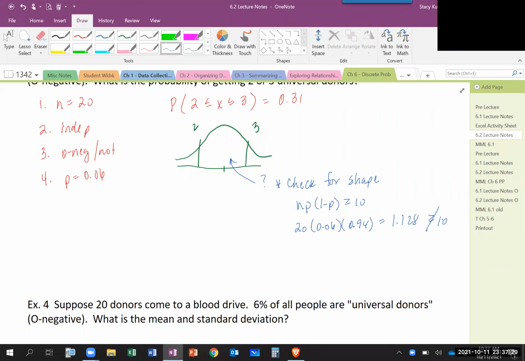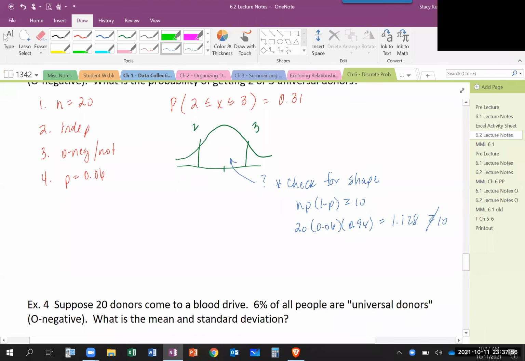Now we'll go into this much more in detail. So this is kind of a preview as to why I am checking this NP times 1 minus P. The reason I'm checking it is because if I don't know anything about my sample, if I don't know what the shape of my sample is, then I can't technically apply these normal rules to it.